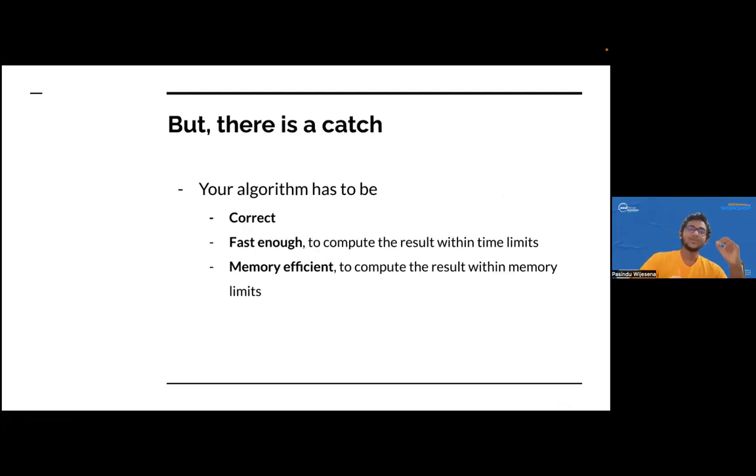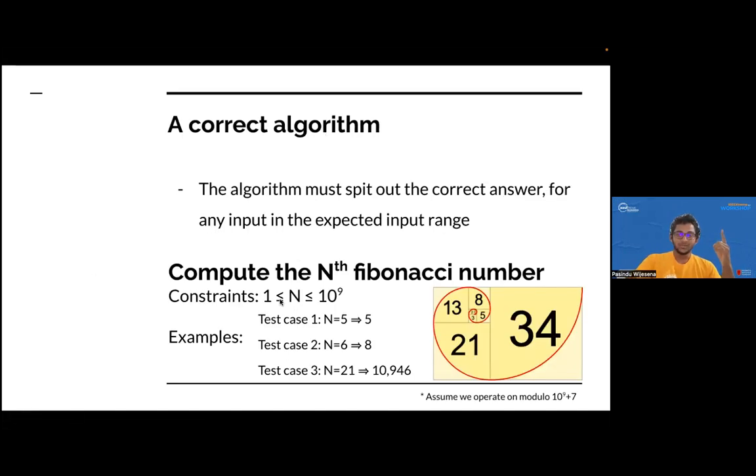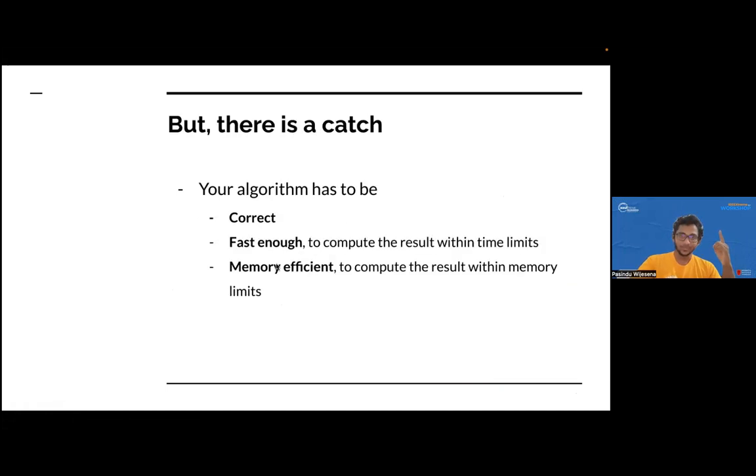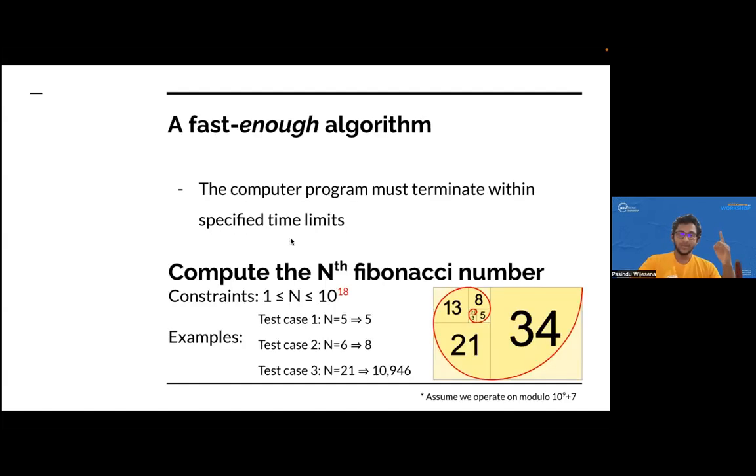In competitive programming competitions, when you are writing these computer programs, the first thing you have to do is make sure that your algorithm is correct. It should generalize for all the input values in the given range, in the given constraints, right? The second one is that it has to be fast enough. So we need to compute it within the given time limits and for the relevant constraints.